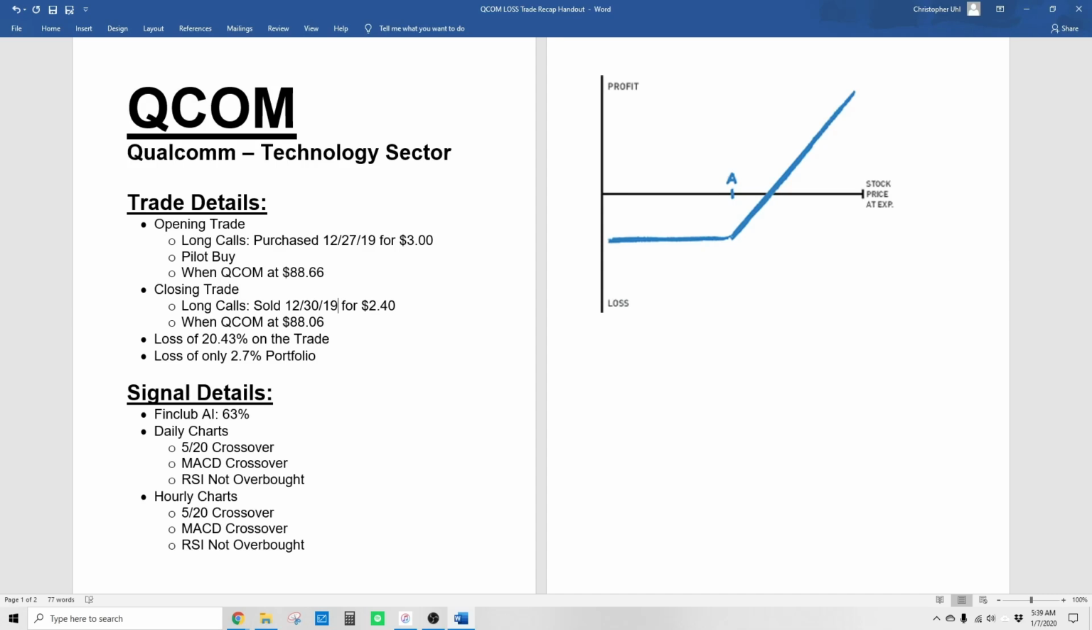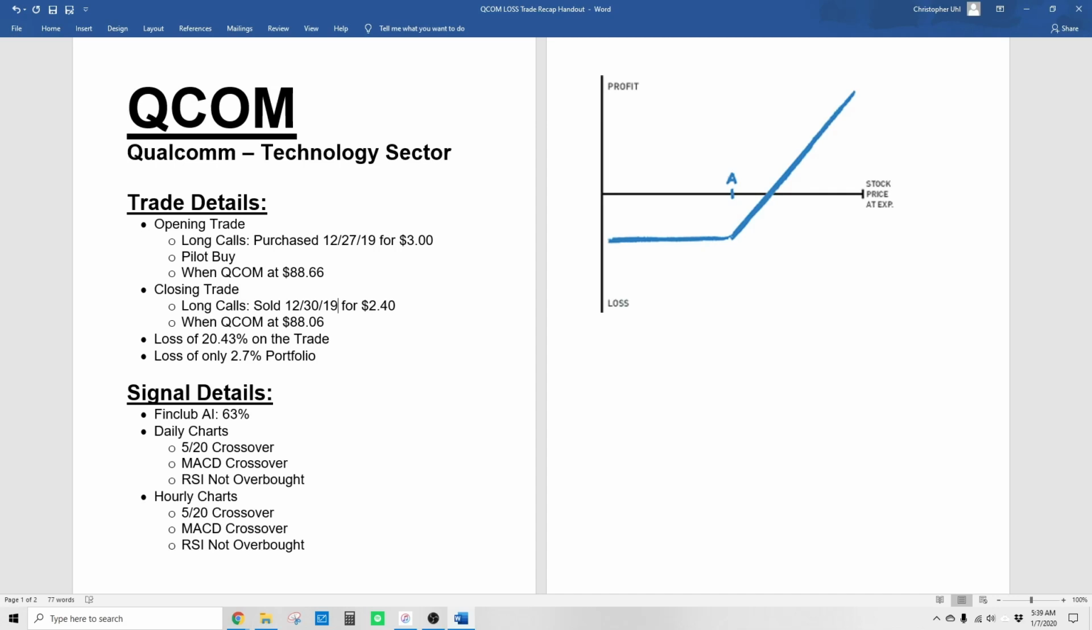It was a loss of 20% on the trade, but a loss of only 2.7% in the portfolio. Now, like I said, we're trading really, really small. So that is why it only has an impact of 2.7% on the portfolio. We still had 97.3% of our portfolio untouched by this.